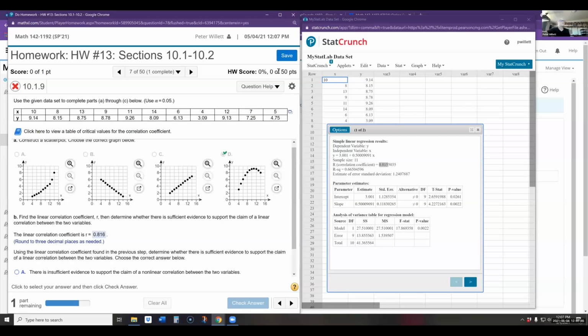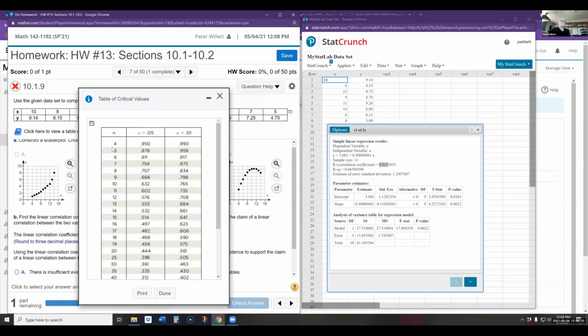But as I mentioned earlier, they give us the table here. Click here to view the table of critical values. So we have to use the table at the 5% significance level to see what the critical value of R would be. And then we have to use the R value we got and compare to determine if we have some evidence to support linear correlation. So let's look at the table.